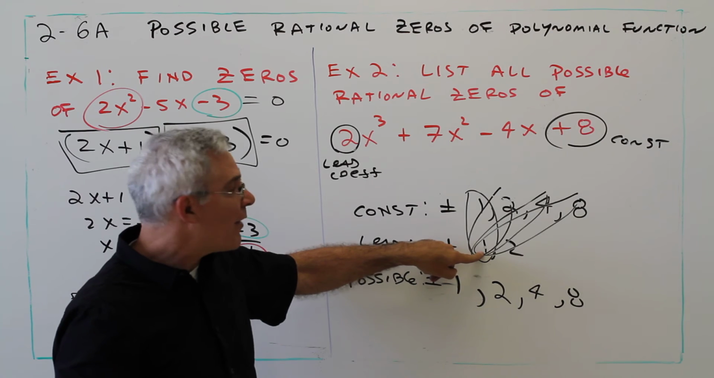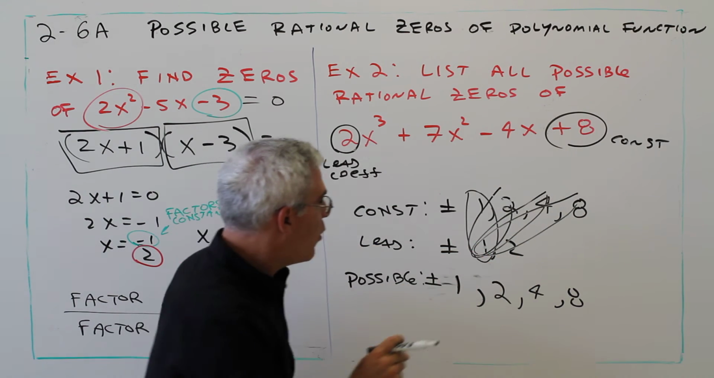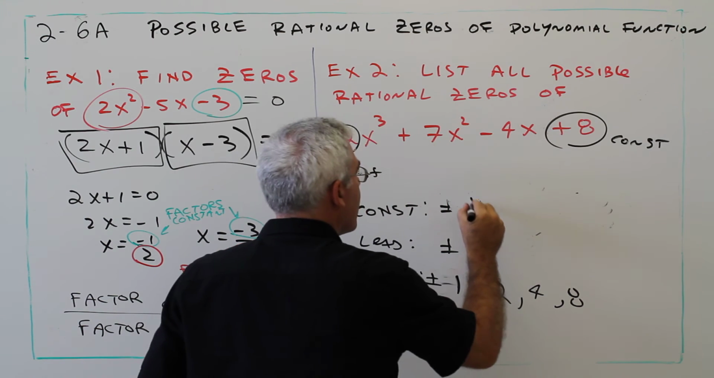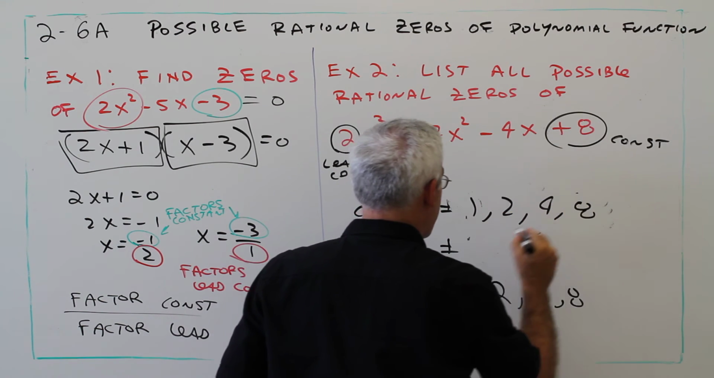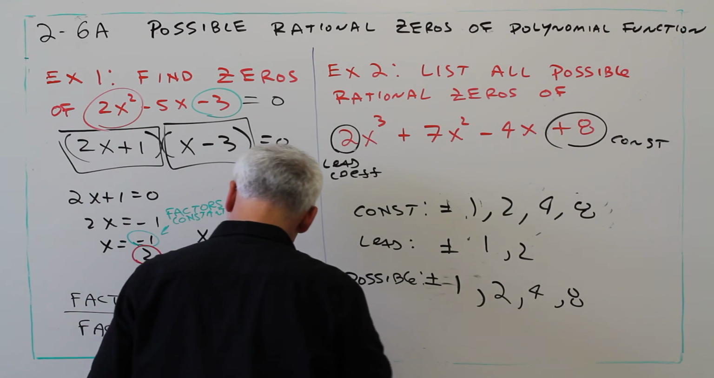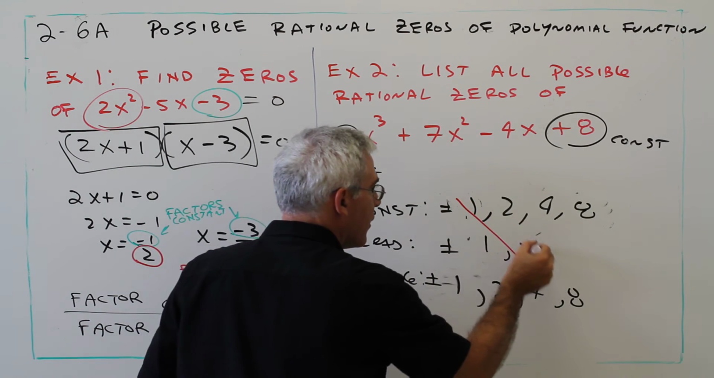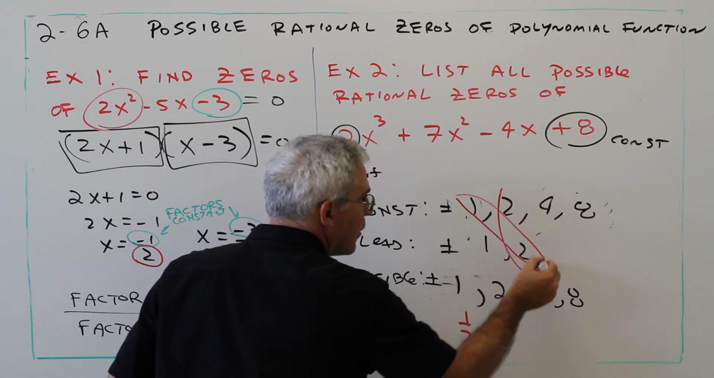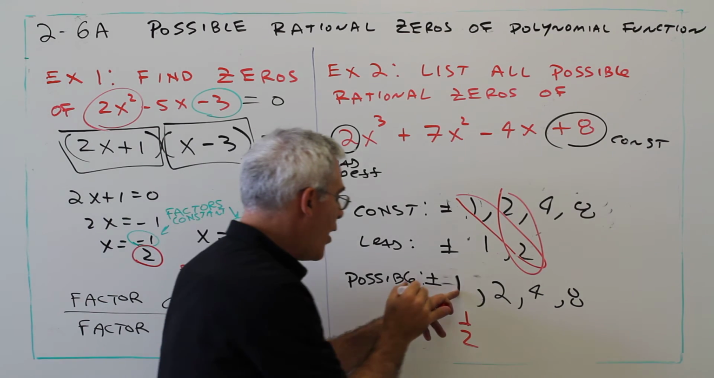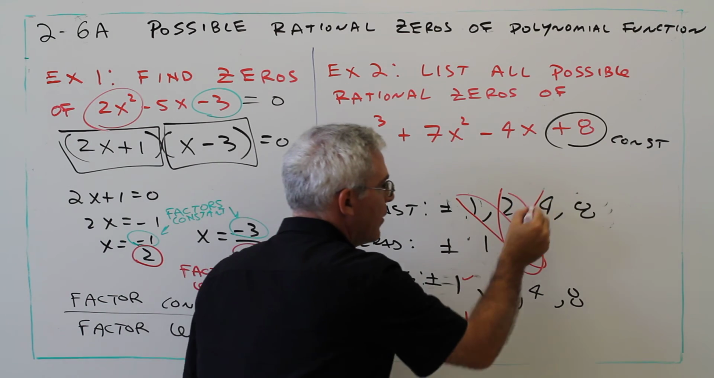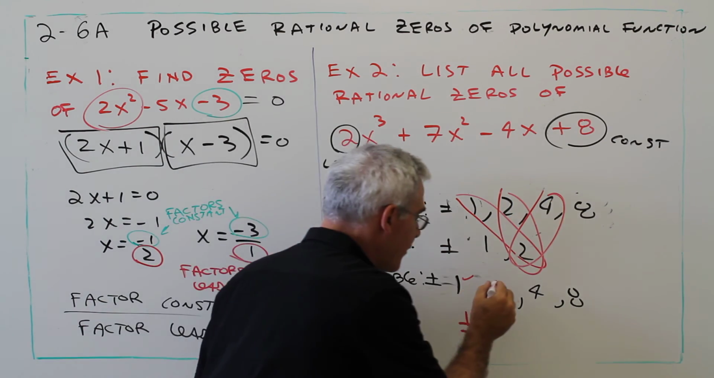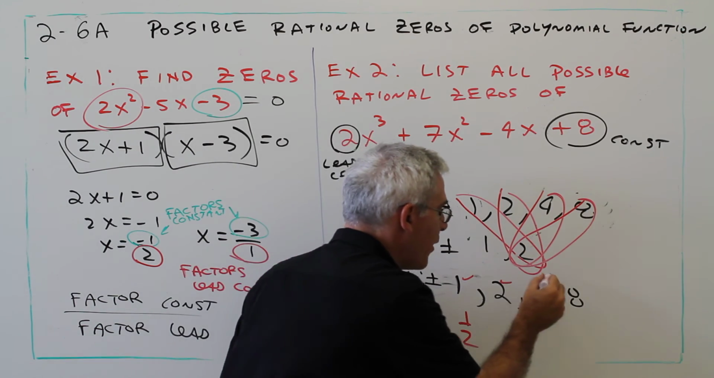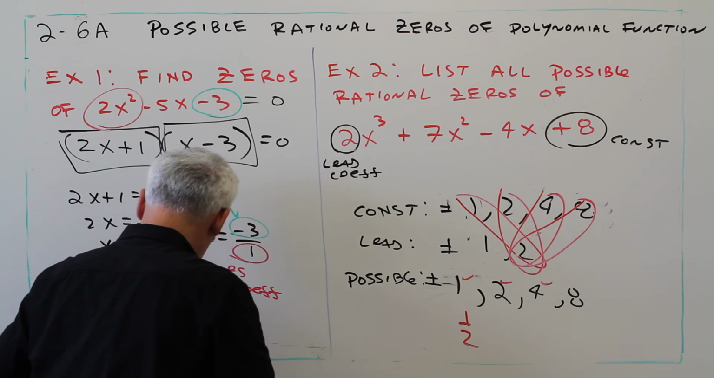Now I'm going to repeat the process, all of these factors over 2. Let me just rewrite this: 1, 2, 4, 8, 1, 2. I'll use a different color. So I've got 1 over 2. 2 over 2, which is 1, have it. 4 over 2, which is 2, have it. 8 over 2, which is 4, have it.